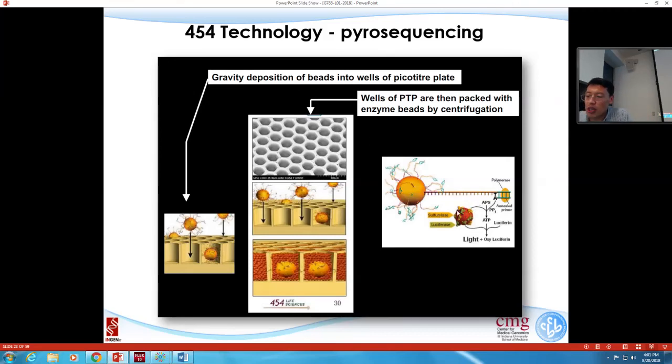So the chemistry they are using here involves enzymes, the sulfurylase and the luciferase. What happens is if you put a nucleotide on based on the polymerase, it will release ATP. And that ATP will light up the luciferase. So when you flush the system with A, for whichever bead that has a T as the next nucleotide, it will shine, because this reaction will happen and release the ATP and light up the molecule.